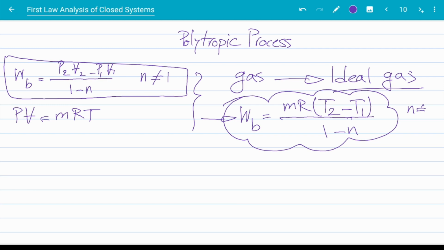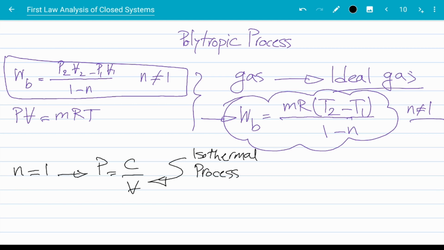For the cases that n is not 1. Now, for the case that n is actually 1, the process is P is constant over volume. Now, this is the case of an isothermal process. This was an isothermal process for an ideal gas that we covered a few pages ago. And we already know that the boundary work for this scenario is pressure volume 1 natural log of volume 2 over volume 1.